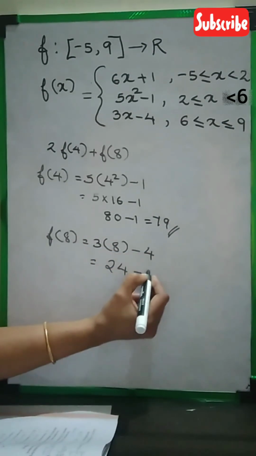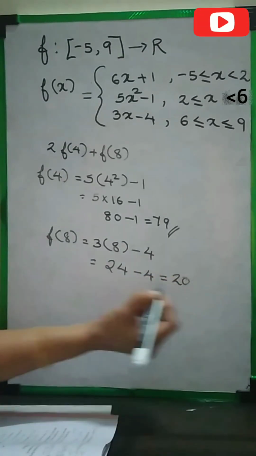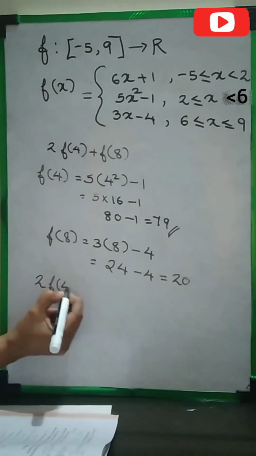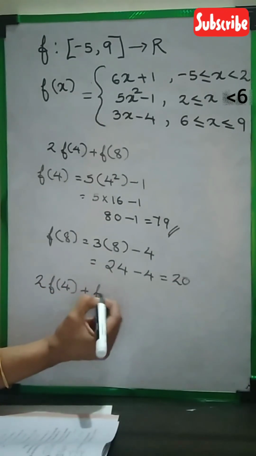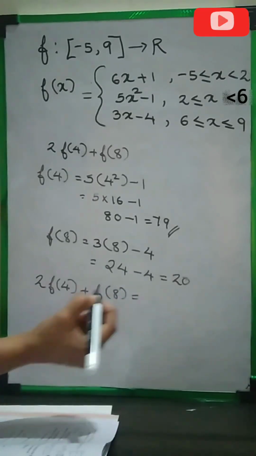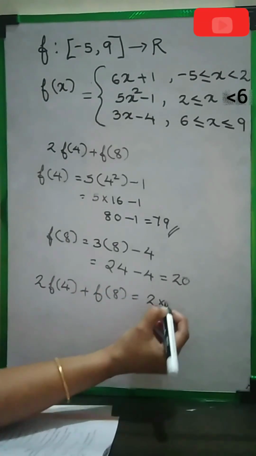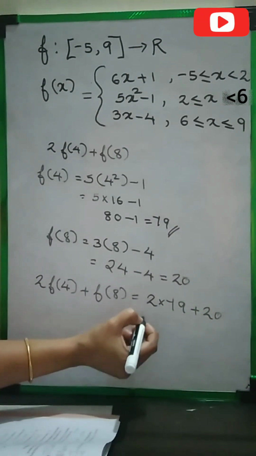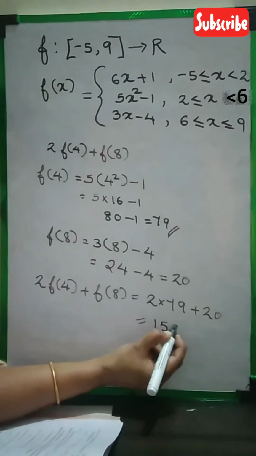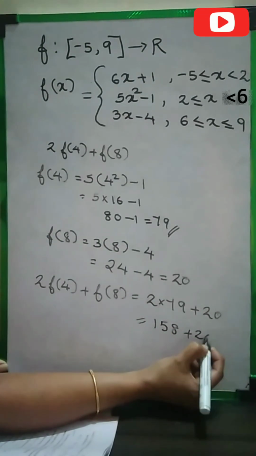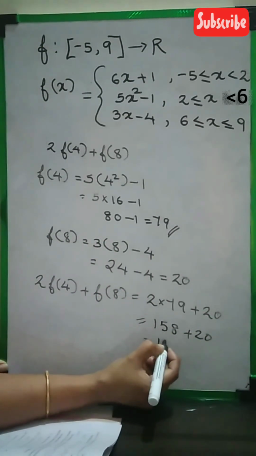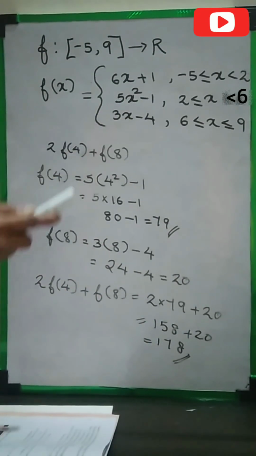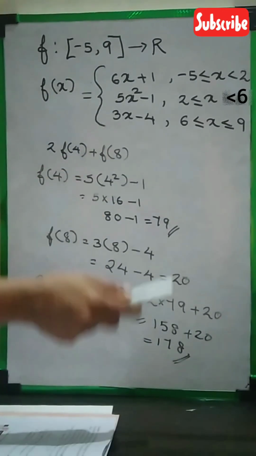24 minus 4 is equal to 20. Now 2 into f of 4 plus f of 8 is equal to 2 into 79 plus 20. That is equal to 158 plus 20, which is equal to 178.